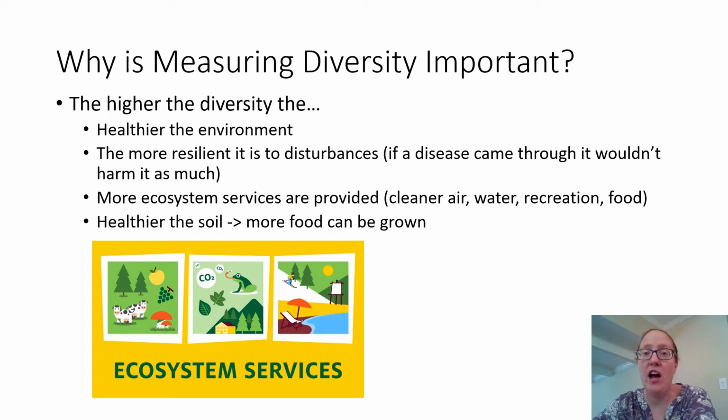If we've got really healthy soil because of the biodiversity of the microorganisms found in the soil, you're going to be able to grow food more efficiently, things like that. So it does matter, the diversity that is in an ecosystem. And so we're going to talk about how we measure that in a stream ecosystem.